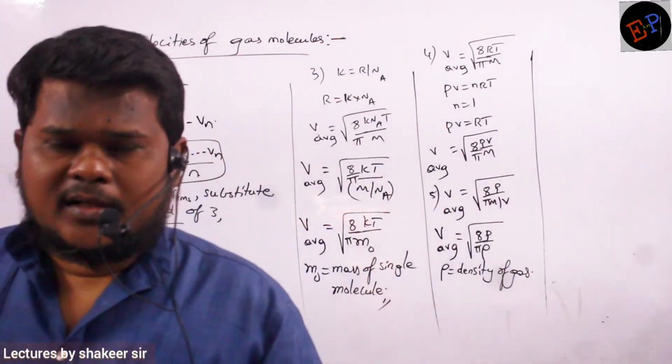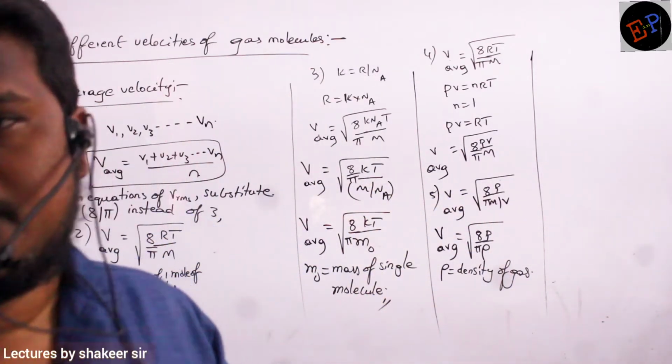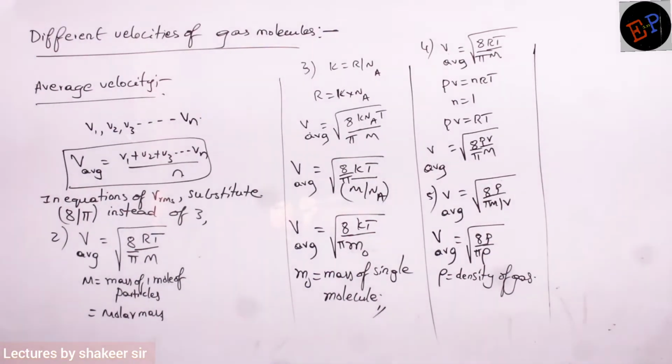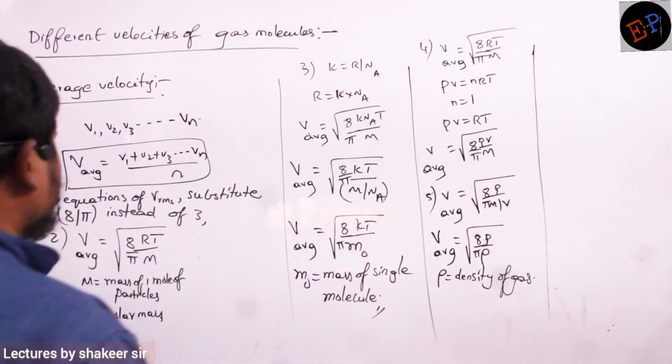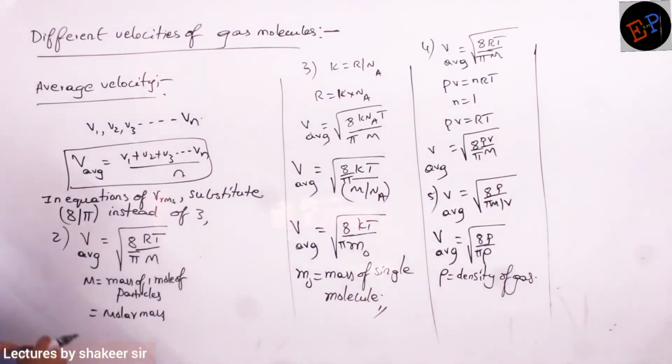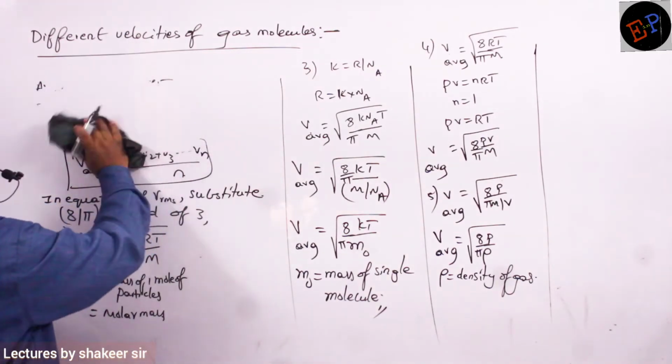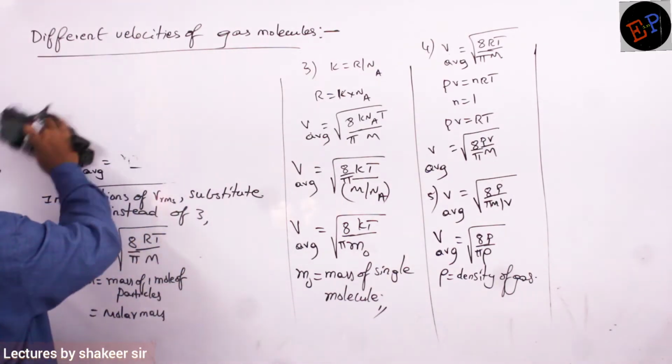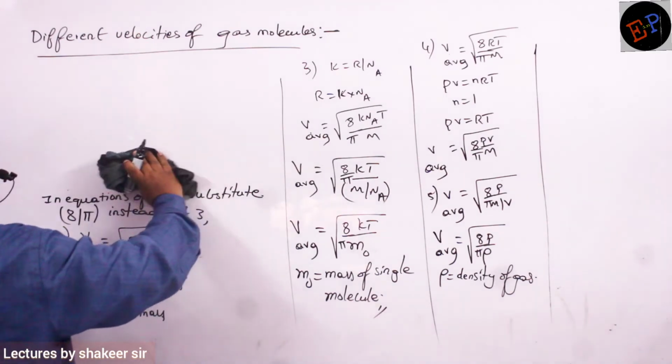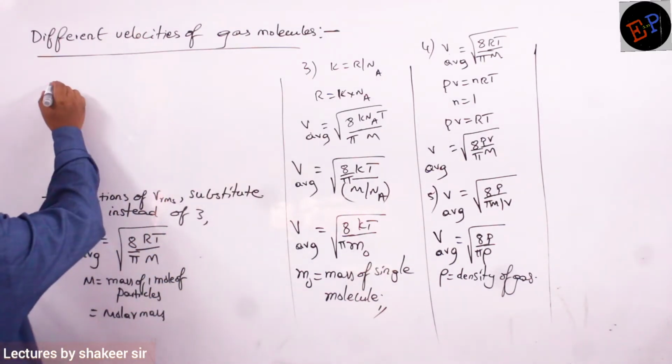Understood? And what is the third type of velocity which we have studied? One more velocity we have studied. What is that? Most probable velocity. So write down the third one, most probable velocity.